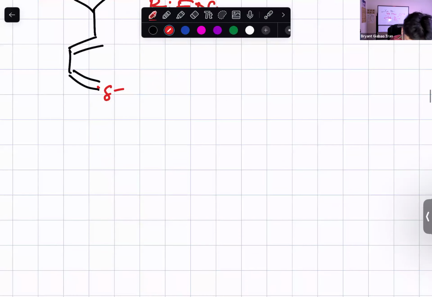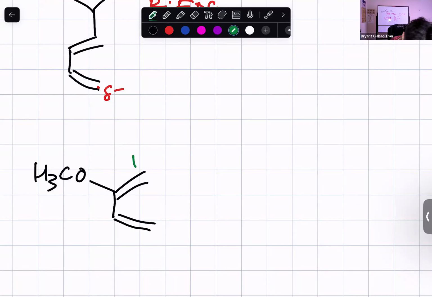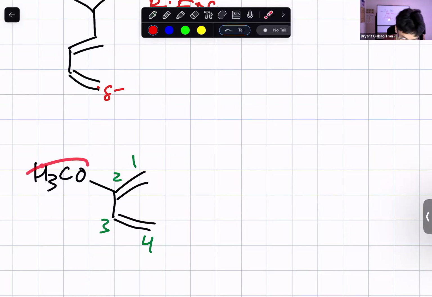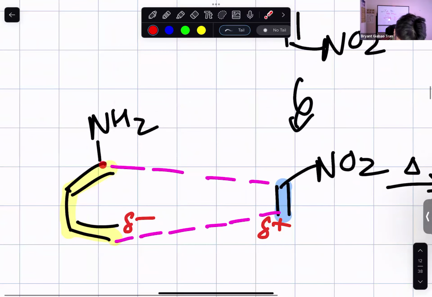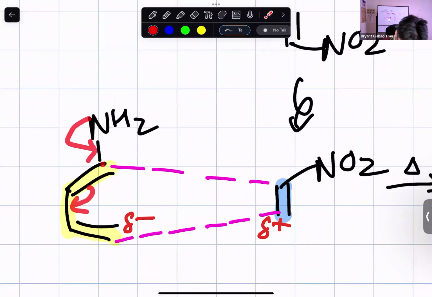Another thing that you might encounter is this. Let's say we have OCH3 here, and I'm going to number this 1, 2, 3, 4. Where would our negative charge be, 1, 2, 3, or 4, if the EDG was here? Think about the resonance structure. Right, so 4, that's what we're used to seeing, because we're used to seeing the EDGs on the end, and it always puts a negative charge on the opposite end.